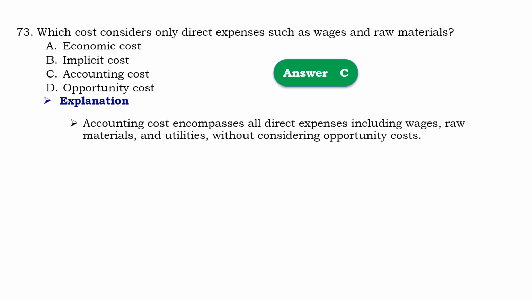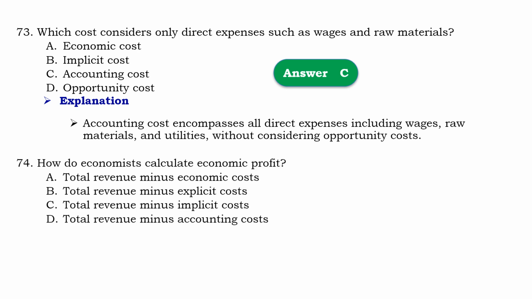Means that accounting cost encompasses all direct expense including wages and raw materials and the utilities without considering opportunity costs. Question number 74. How do economists calculate economic profit?